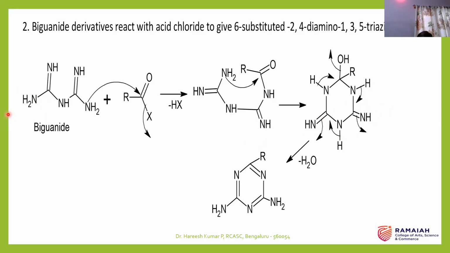biguanidine. Biguanidine, when it is treated with acid chloride, leads to the formation of diamino 1,3,5-triazine. Okay, that is about the two methods of preparation of 1,2 and 1,3,5-triazine. Okay, so with this I will go to the next slide.